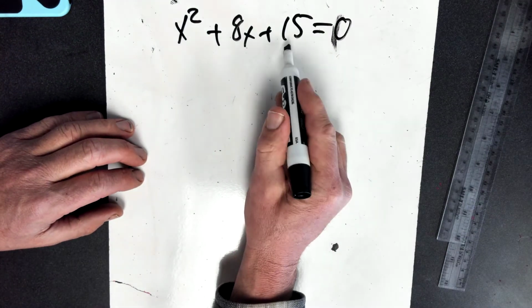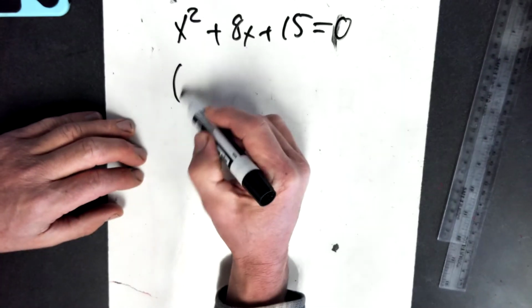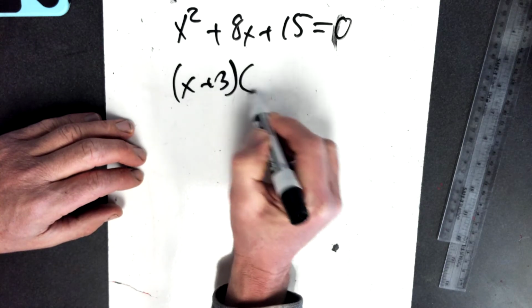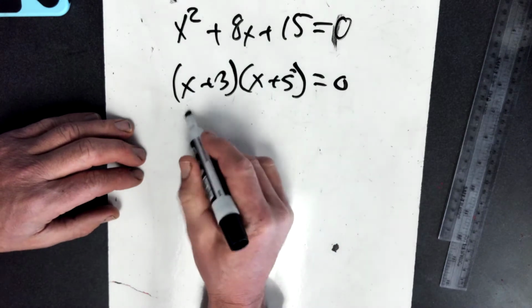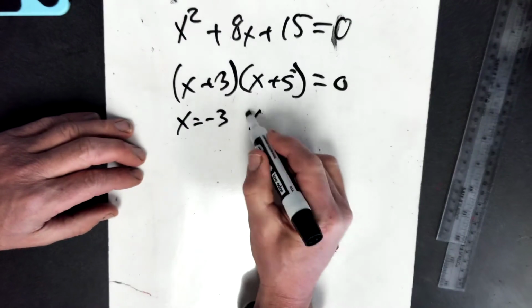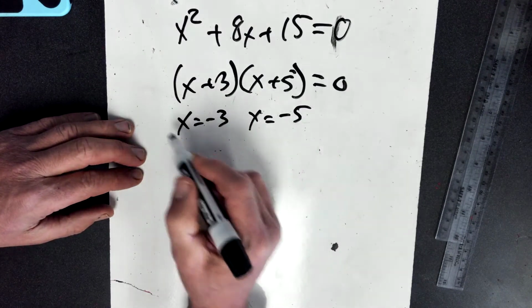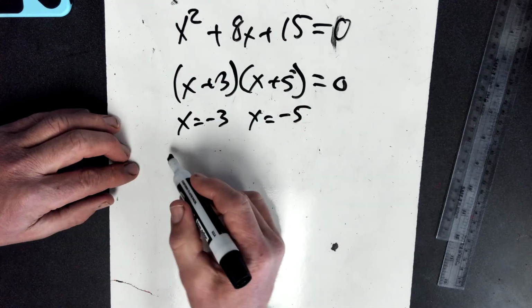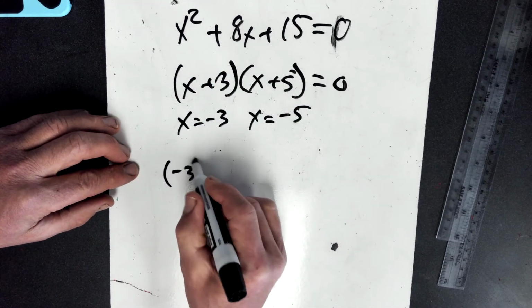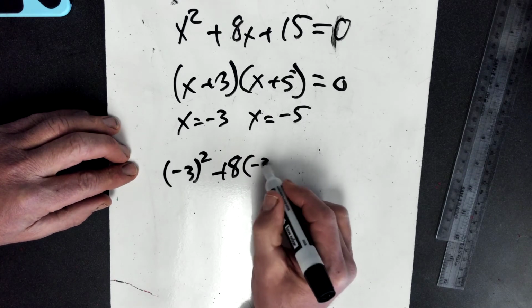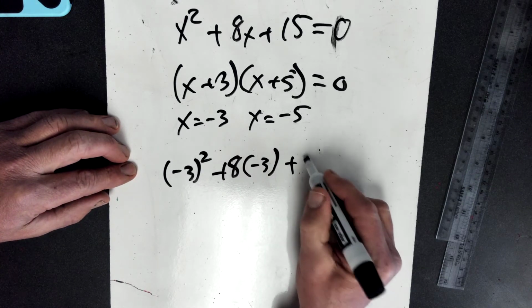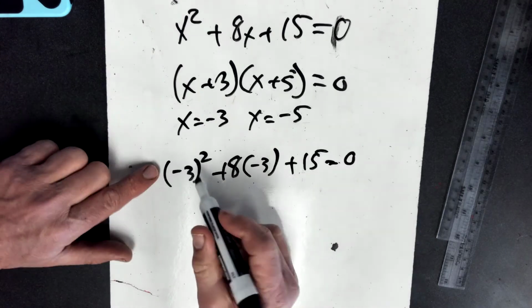Now, factors of 15 that add to 8 are x plus 3 and x plus 5. And so my solutions are x equals negative 3 and x equals negative 5. And if you want to check, you can plug those back in. So I could say negative 3 squared plus 8 times negative 3 plus 15 equals 0.